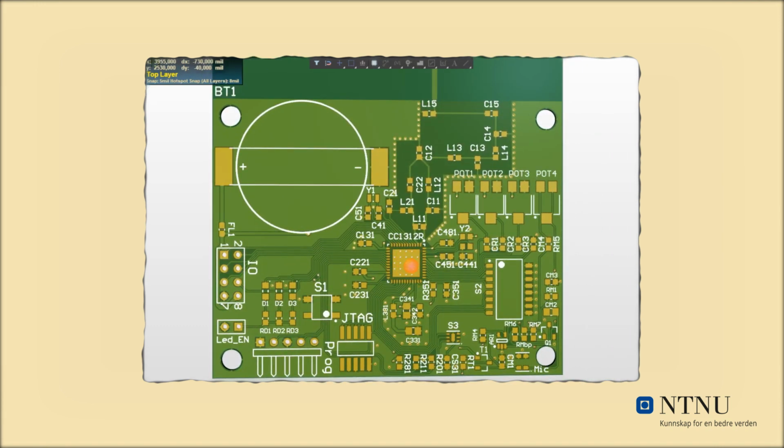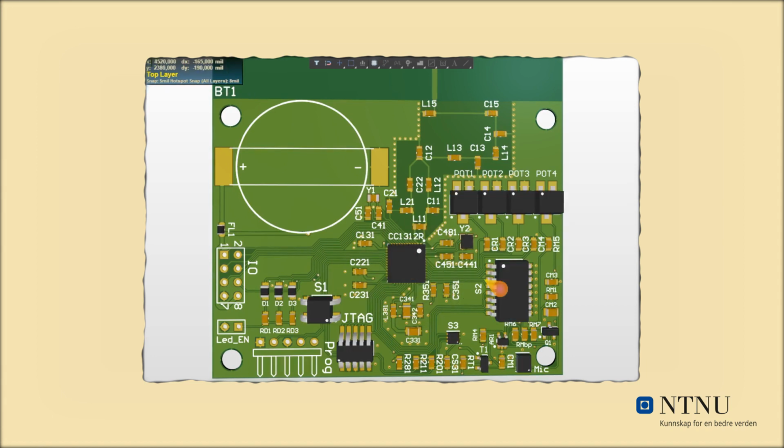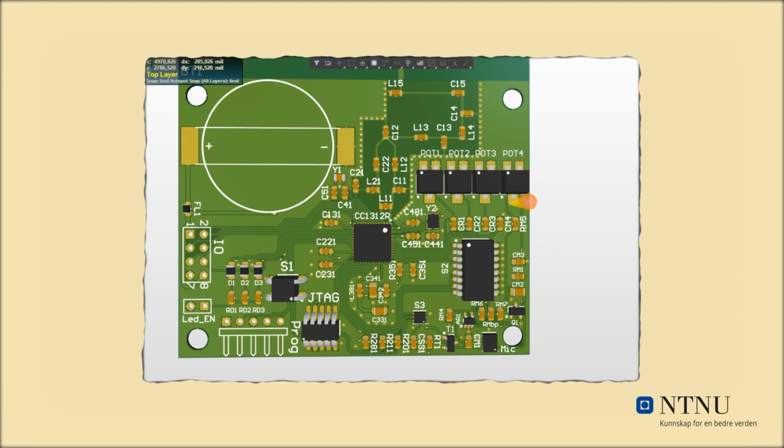We have a CC1312R as our main MCU. It has a built-in temperature sensor, which we are using. It has embedded software, which has voltage calibration curves, so that we can calibrate the sensor more accurately. It also has a brightness sensor located here.